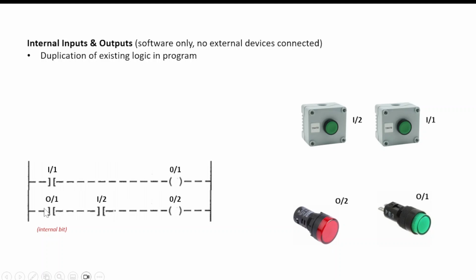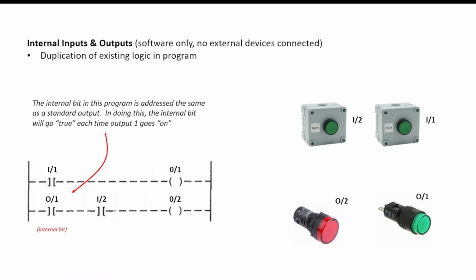Output 1 is being used as an internal bit and an input at that. So by using the same address, this is going to go true whenever that is on. So this is kind of acting like an internal relay. Interesting application. The internal bit in this program is addressed the same as the standard output. In doing this, the internal bit will go true each time output 1 goes on.